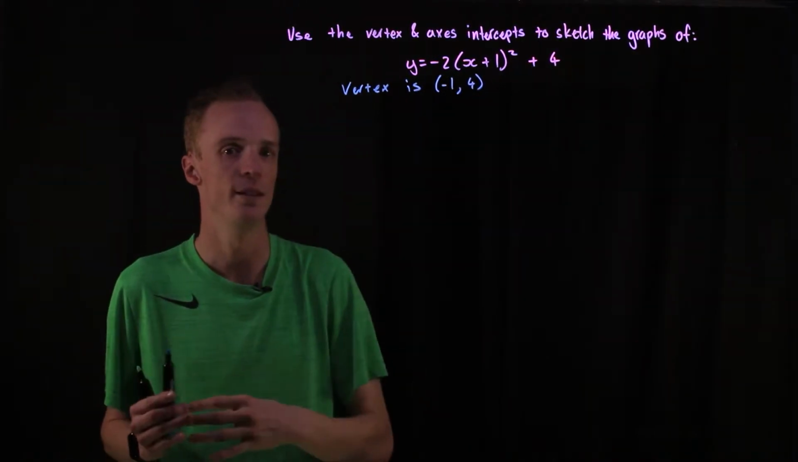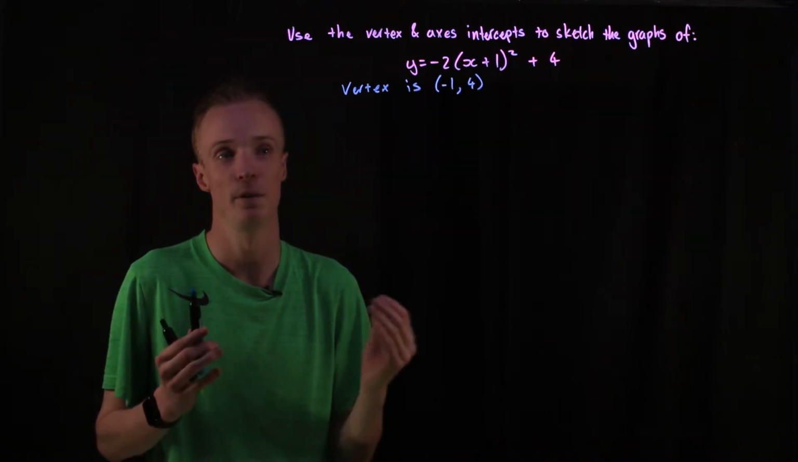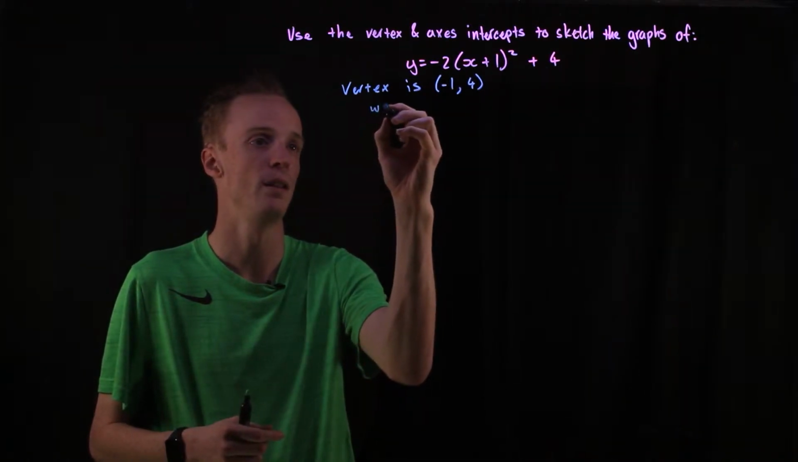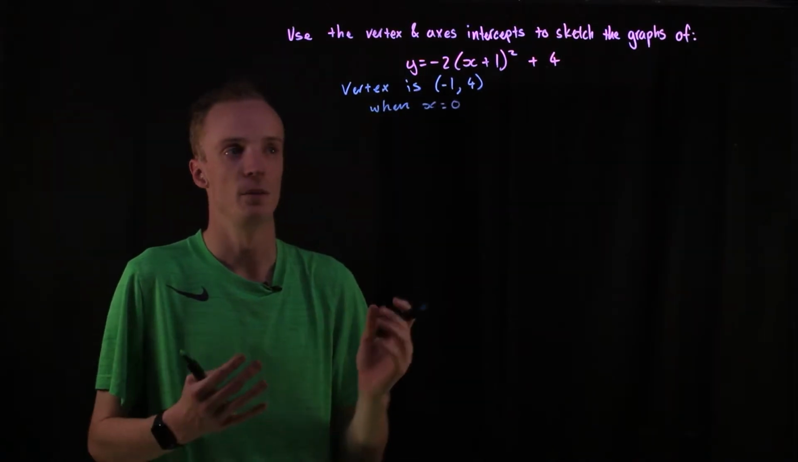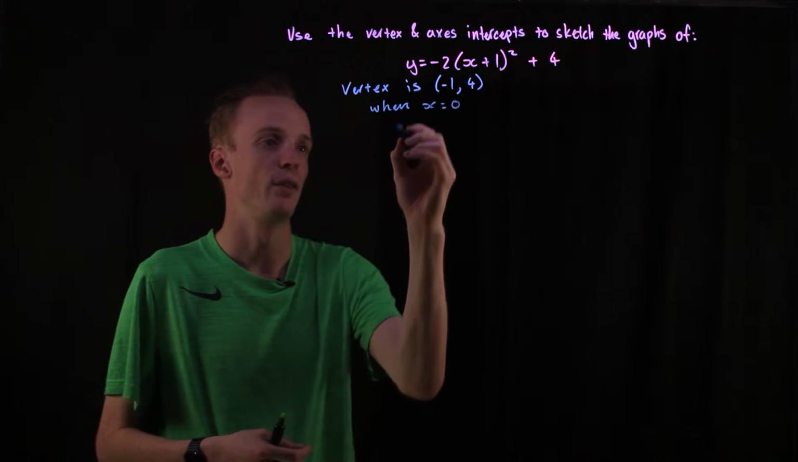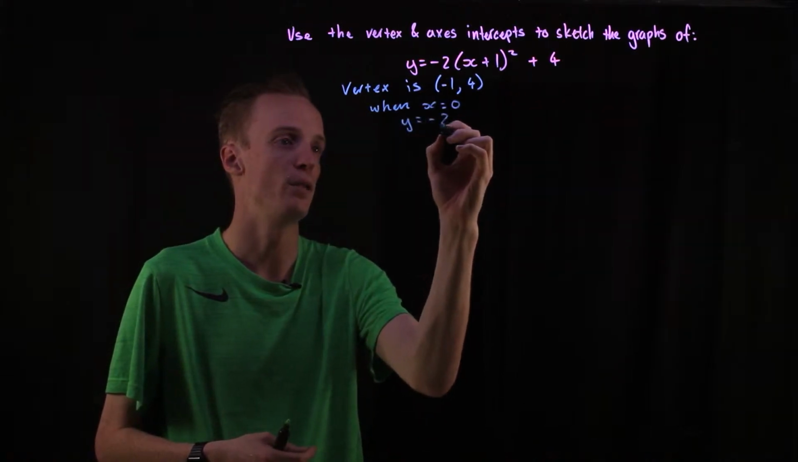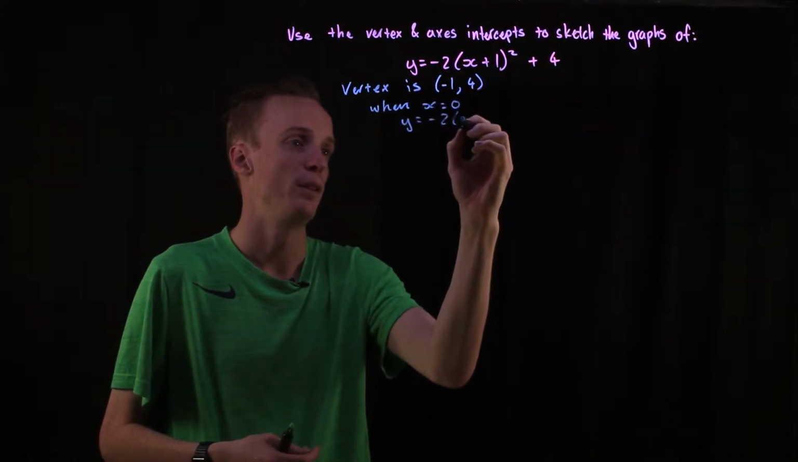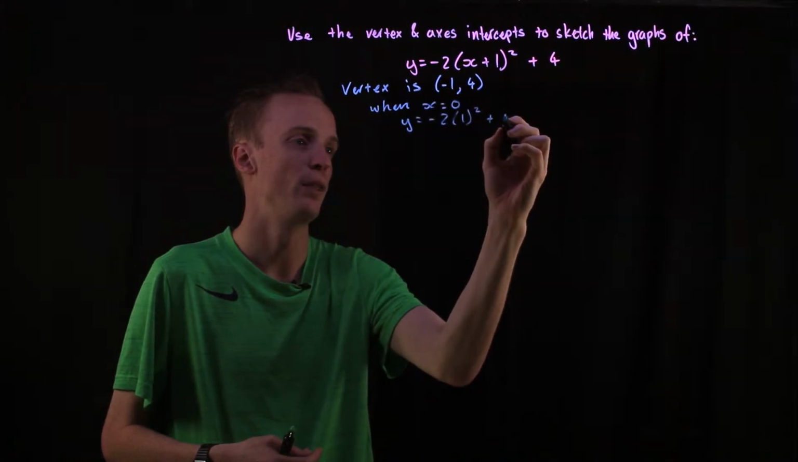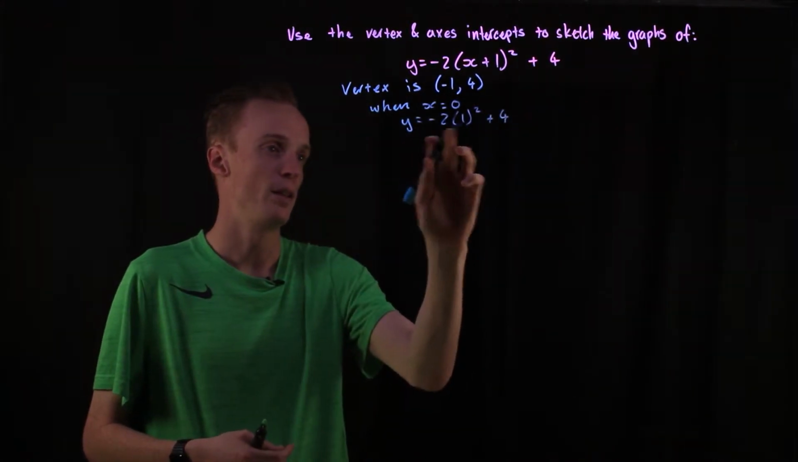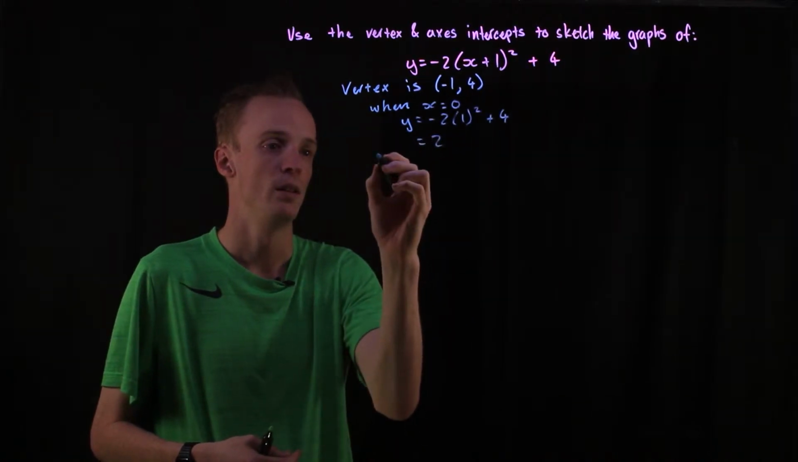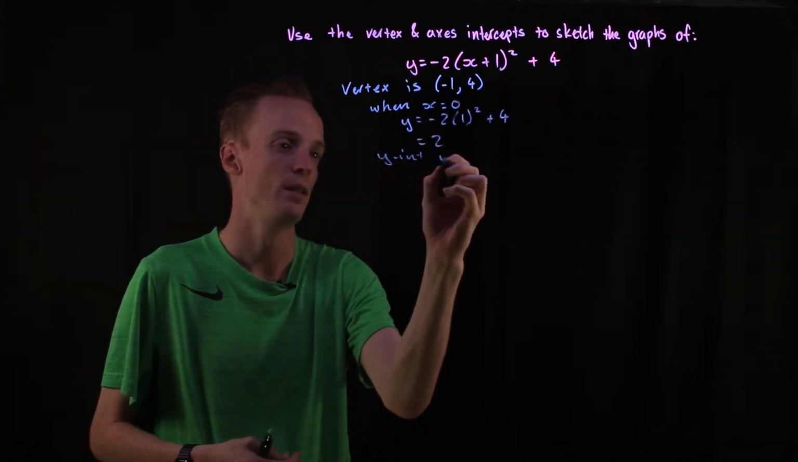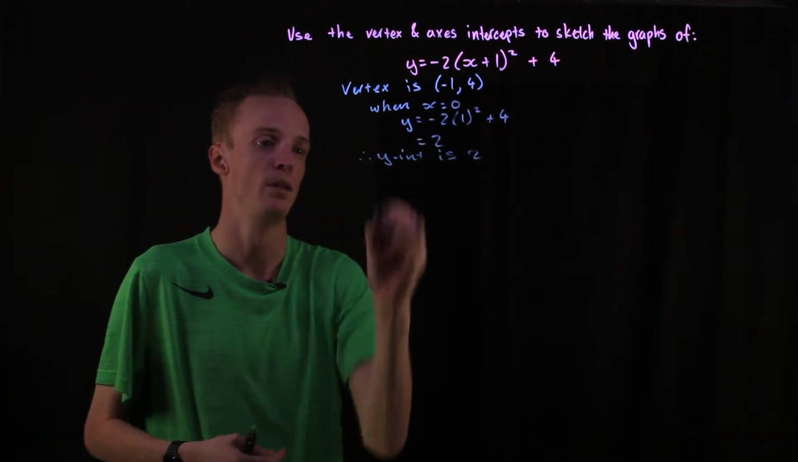Now to find my y-intercept, we do the exact same as we did previously. We find when x is equal to 0. So essentially we substitute 0 back into the top here. So my y will equal -2 times 0 plus 1, it's just 1, all squared, plus 4. Now this is going to be -2 plus 4 is +2. So my y-intercept is at 2.